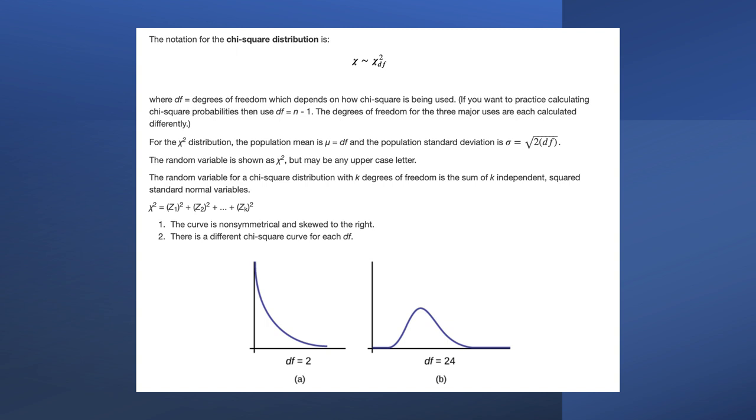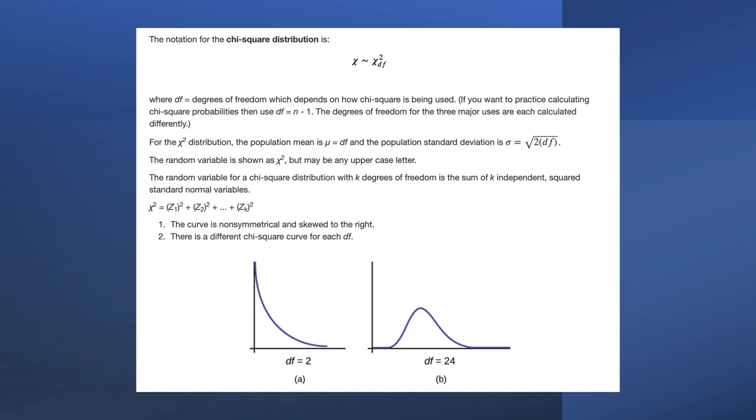The degrees of freedom depend on how the chi-square is being used. For our purposes, for now, we'll use the degrees of freedom as n minus 1, where n is the sample size, how many samples we're going through.